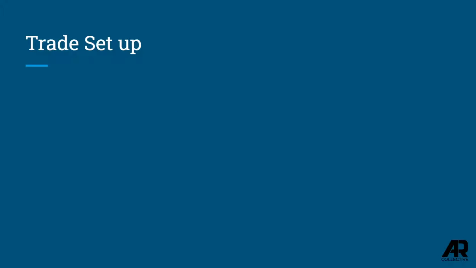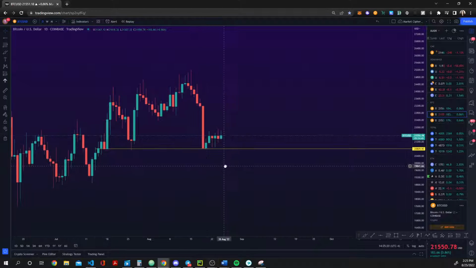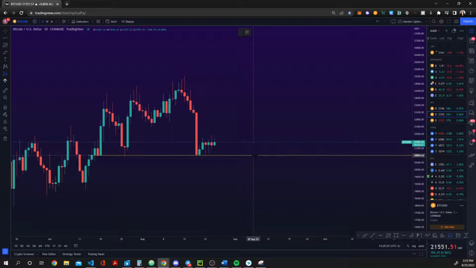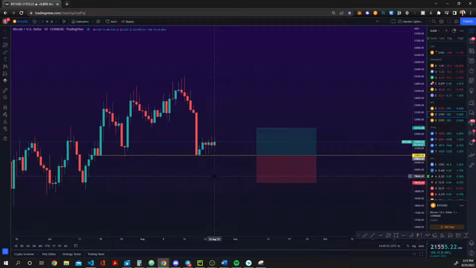All right, now let's talk about a trade setup. So we're going to go to TradingView, and we're going to go to this tab right here. You have a long and a short position. Now this is important when you're entering a trade. So we're going to do long position. Let's say we wanted to enter right here. Now the first question you're going to ask yourself before you enter a trade is, why am I entering, right? If you don't have a reasoning why you're entering that trade, do not enter it.